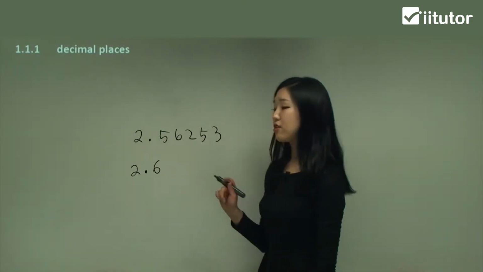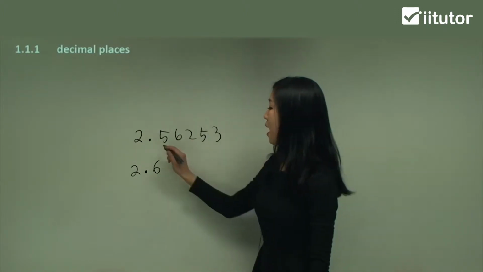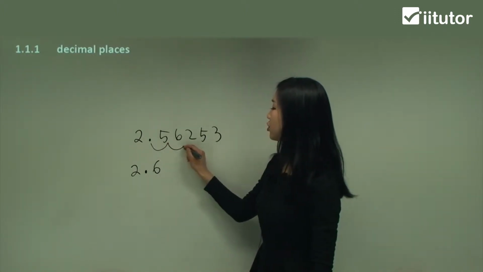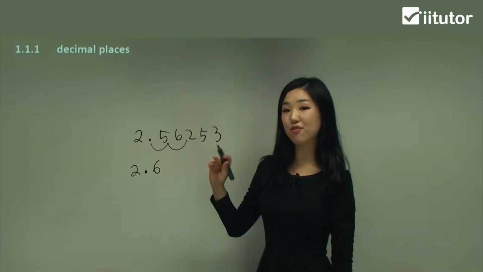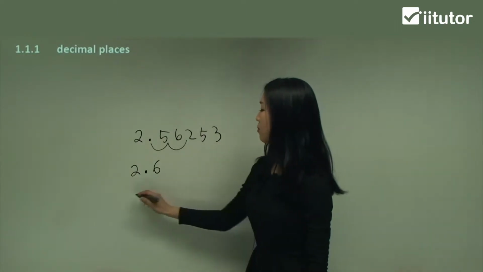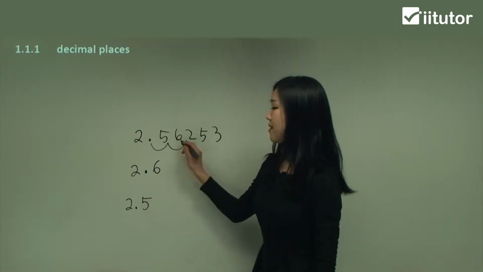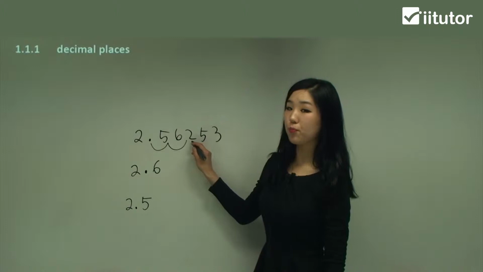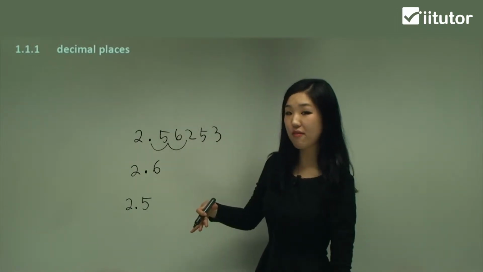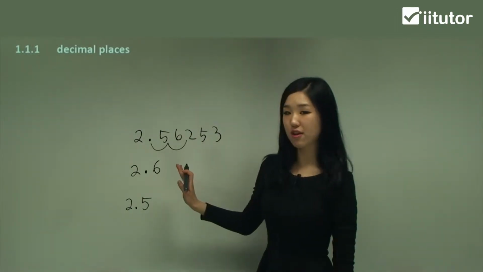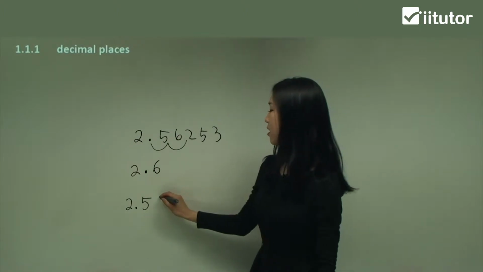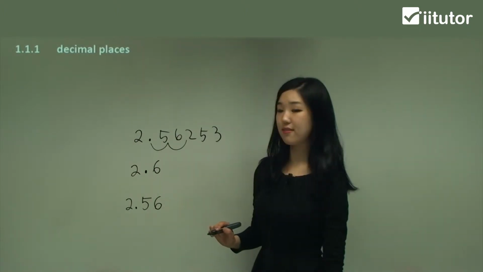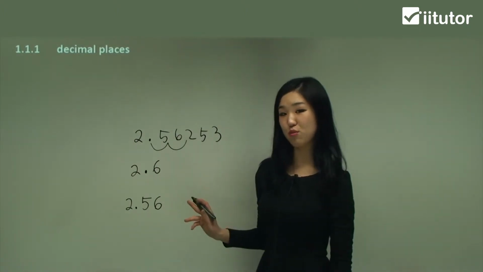If I say round it to 2 decimal places, I would look at 1, 2 decimal places after the decimal point. So it will be 2.5 and then 6, but you make sure you look at the next number, which is 2. 2 is definitely less than 5, isn't it? So therefore you don't have to round it up, you just leave it as it is. So it's going to be 2.56. Okay, that's the answer to 2 decimal places.